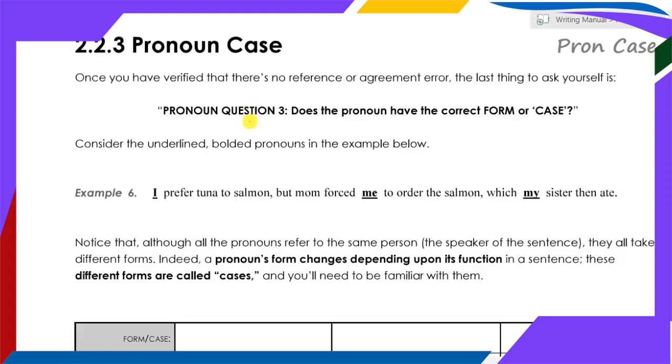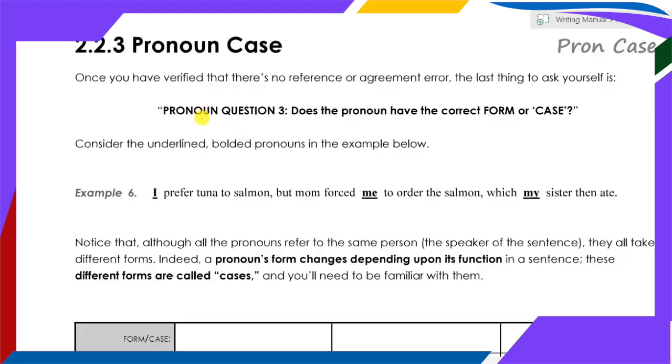So remember the first things you have to do when you see a pronoun underlined. Find the noun that the pronoun refers to. That's your first goal. Second goal, make sure that the pronoun and the noun agree in number. If one is singular, the other is singular. If one is plural, the other has to be plural.